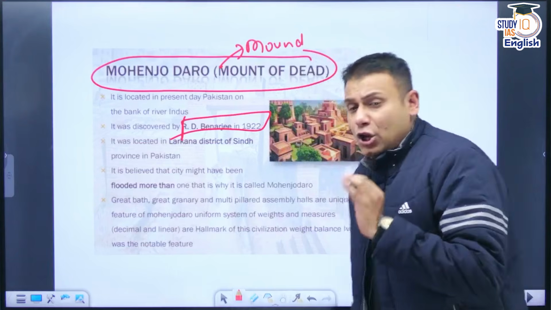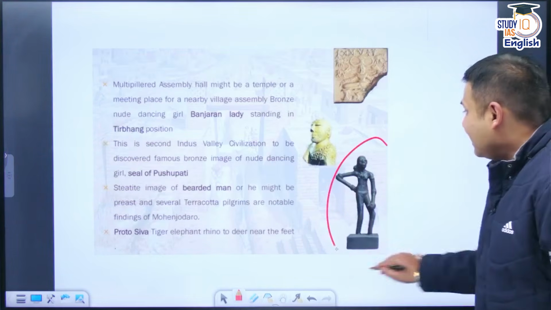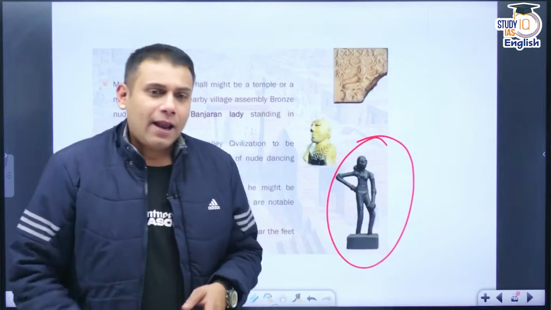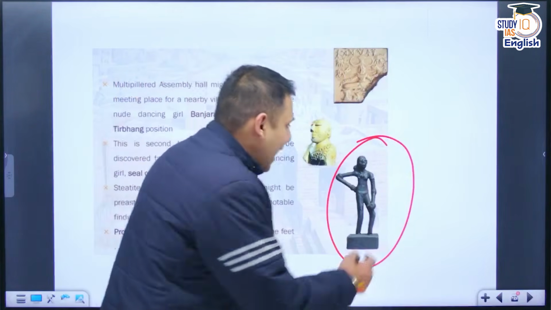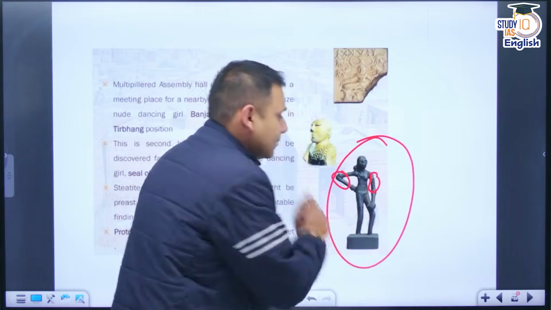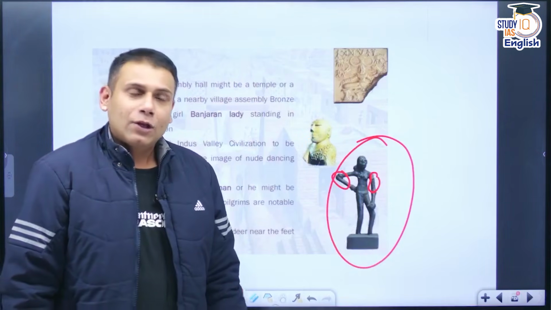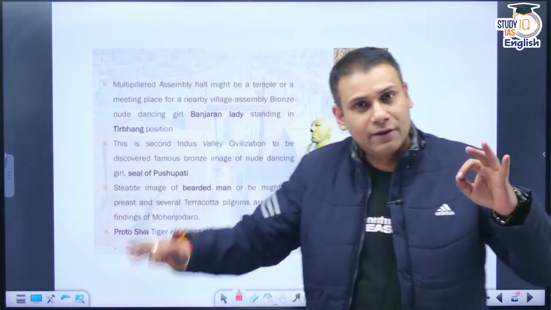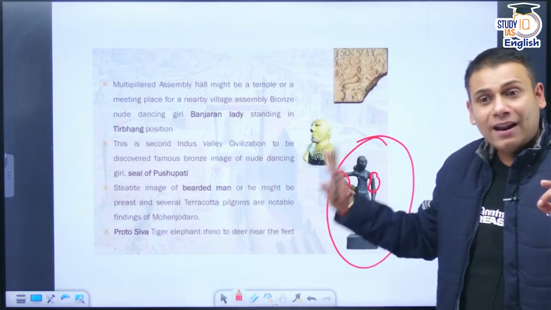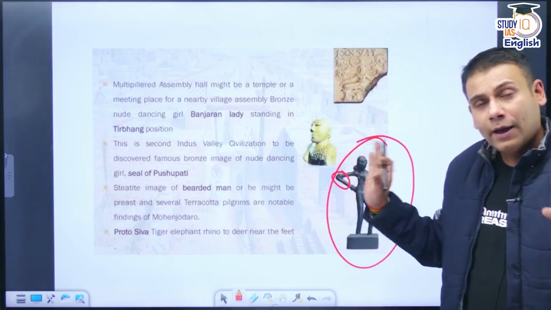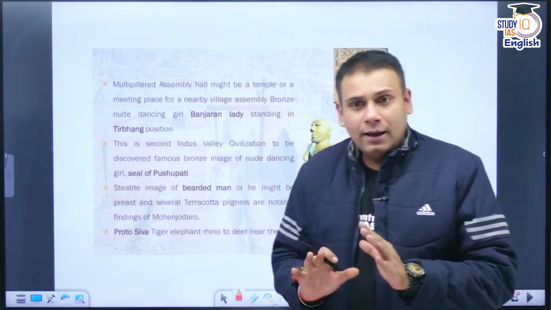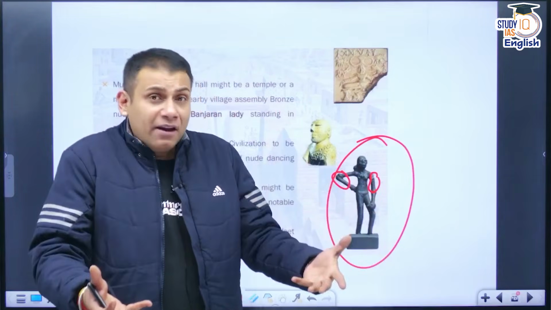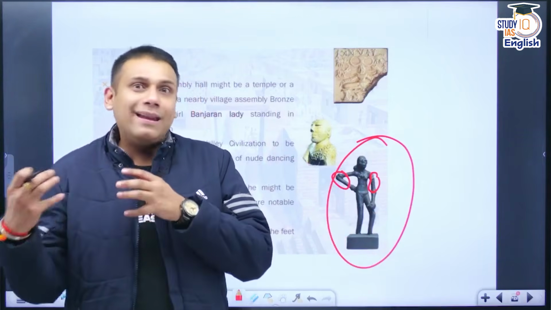First thing, nude image of a bronze dancing girl. Now, if you observe this lady, she is standing in a Tribhanga posture and her hand is full of bangles. So this is called the bronze image of a nude dancing girl. You can find this mentioned in the Tamil Nadu State Board book and in the NCERT books. Correct? Now, she is standing in Tribhanga posture. Her hand is full of bangles. So probably we can infer that she might be a Banjara lady.